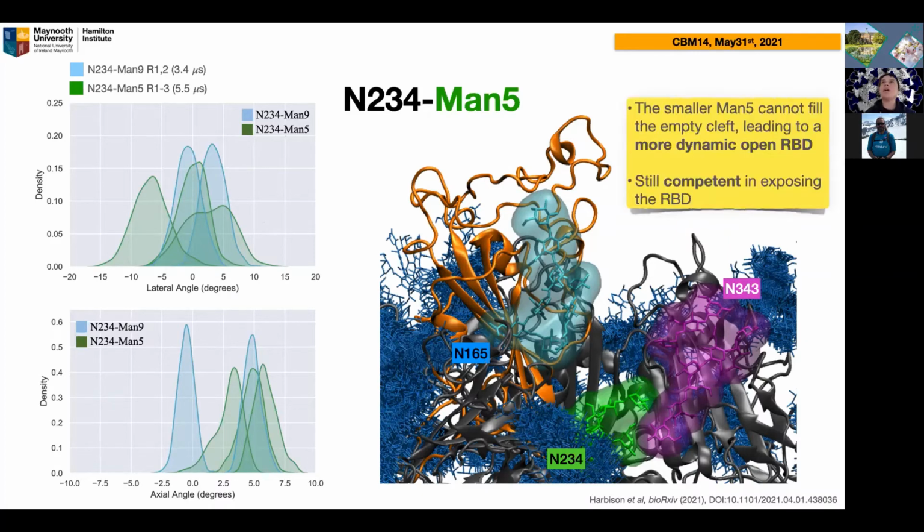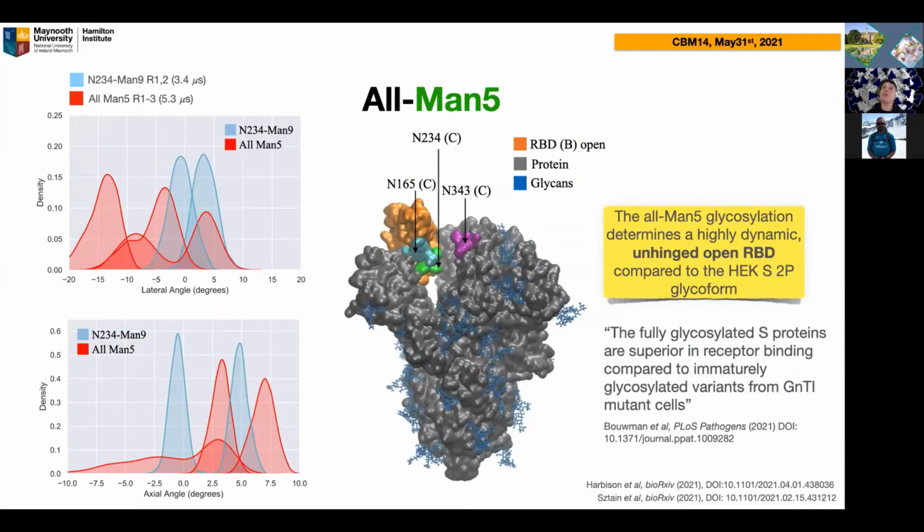So it's still competent. Functionally, to summarize, the smaller MAN5 cannot occupy that cleft, so it allows a higher dynamics of the RBD, which is still competent in exposing it, but not as competent as a MAN9 would be. And we proved that, through the role of these other two glycans, N165 and N343, by changing their glycosylation from a complex one, as it is normally, to a MAN5, making an all-MAN5 spike. And this is extremely unstable.